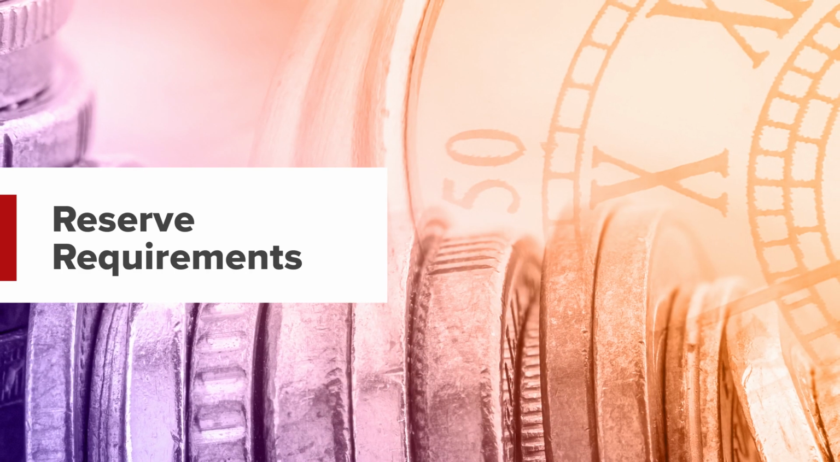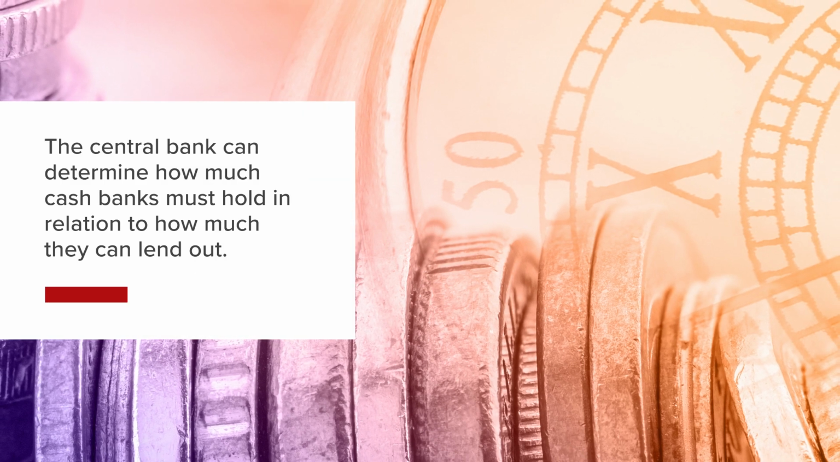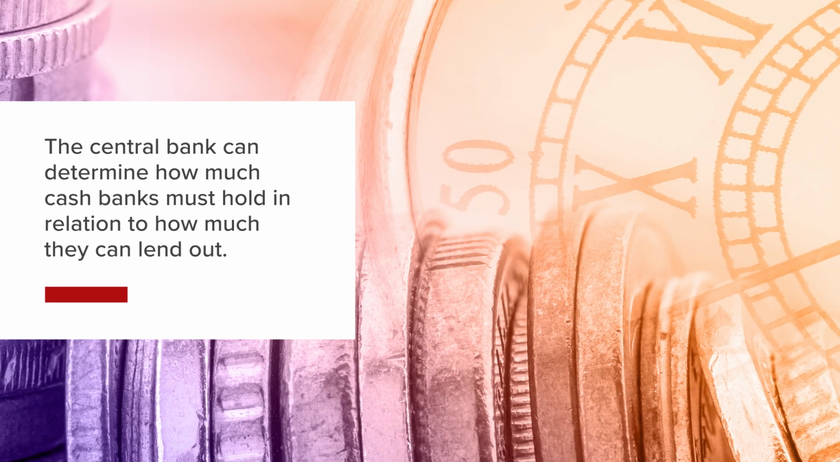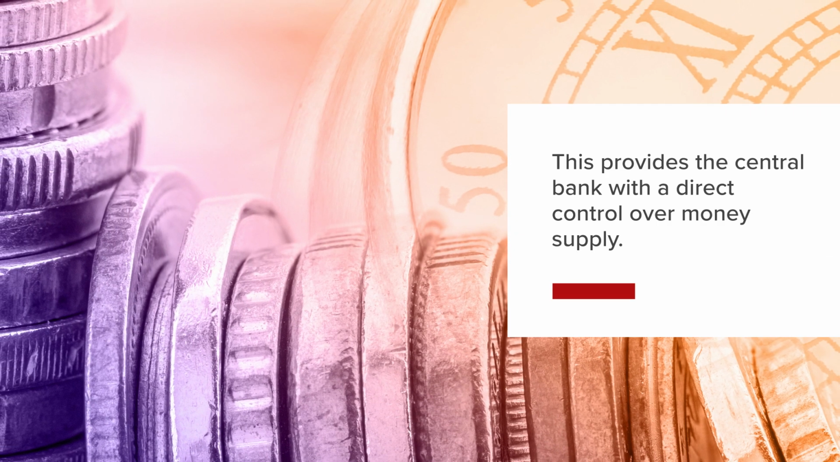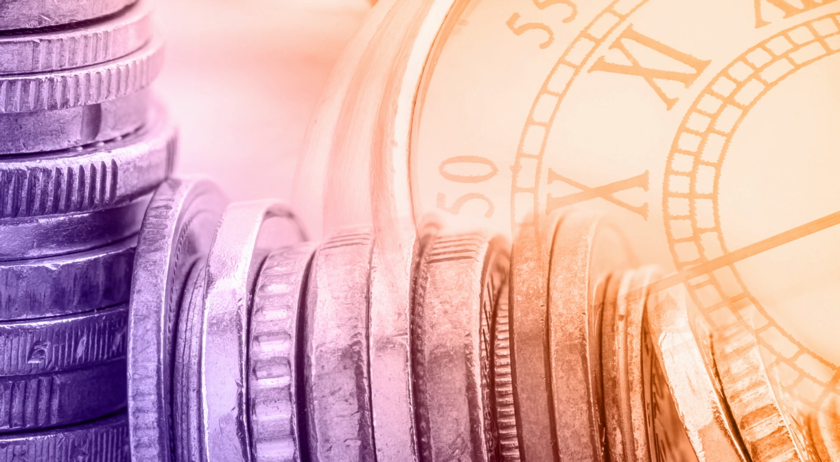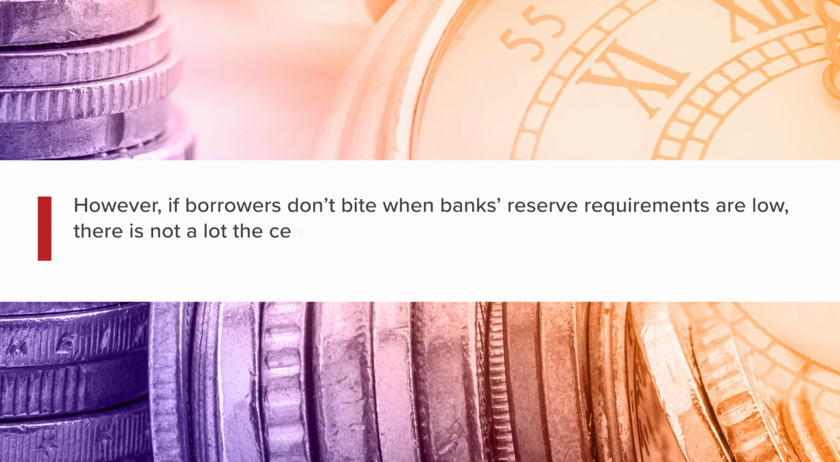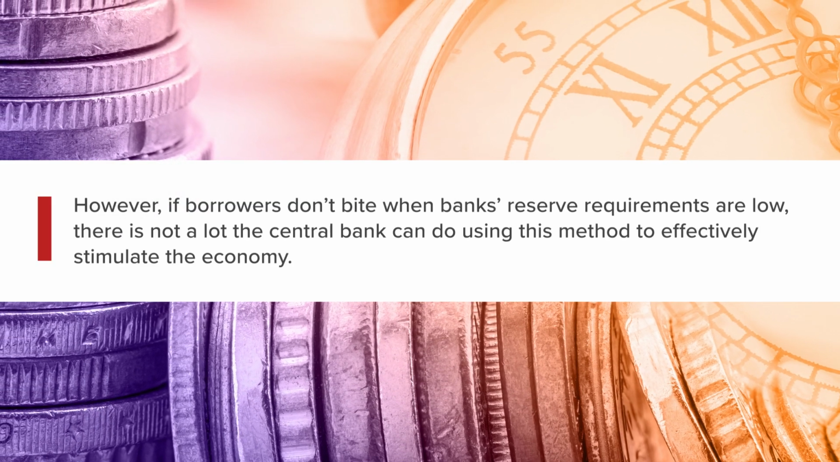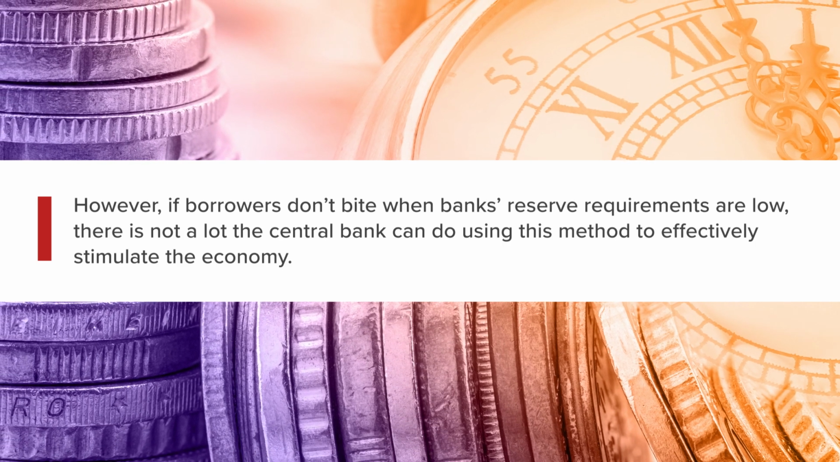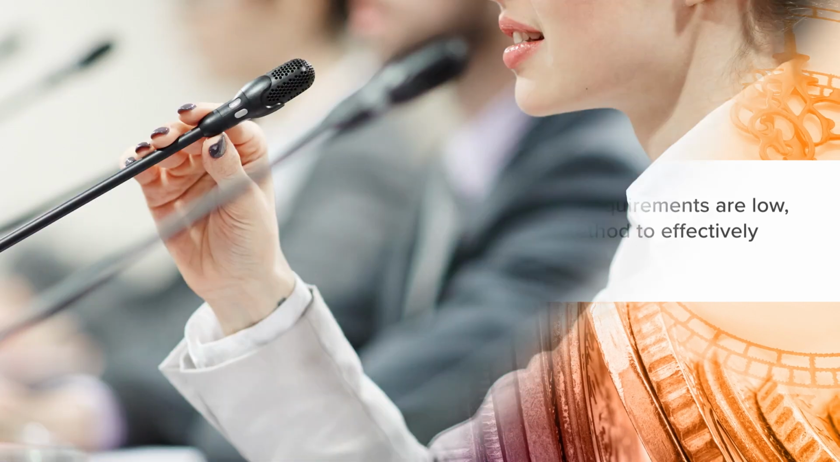Reserve requirements. The central bank can determine how much cash banks must hold in relation to how much they can lend out. This provides the central bank with a direct control over the money supply. However, if borrowers don't bite when banks' reserve requirements are low, there is not a lot the central bank can do using this method to effectively stimulate the economy.